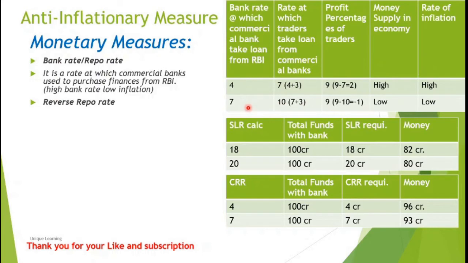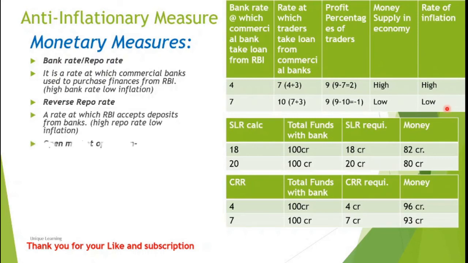Commercial banks are getting finance from the RBI at 7%, and they add 3% of their own, that is 10%. Now the amount which the trader used to buy at the rate of 7%, he was getting 2% profit. But suppose he takes the loan from the commercial bank at 10%, he is getting only 9% profit, so he will be in loss. Obviously, any trader would not be in a position to hire finance from the banks because he is running at a loss. So the money supply in the economy would be low, and thereby the rate of inflation would come down.